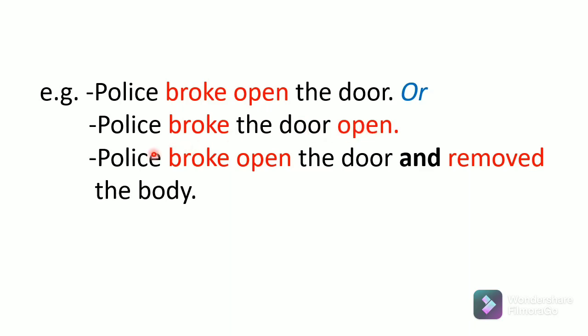Hope you understood. But in the third example, "police broke open the door and removed the body." Here, the same subject, police, has performed two actions independently, differently, and not at the same time, right? The breaking of the door is different from the action of removing the body. The removal of the body is different from breaking of the door. And again, this is a compound sentence and we have two independent clauses here joined by the coordinating conjunction and. Yes, let us move to the next slide.